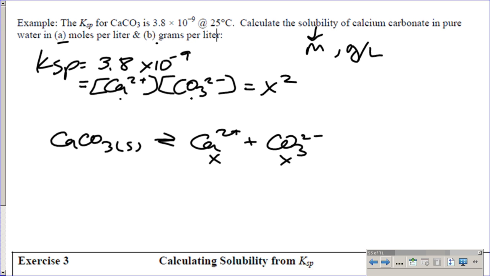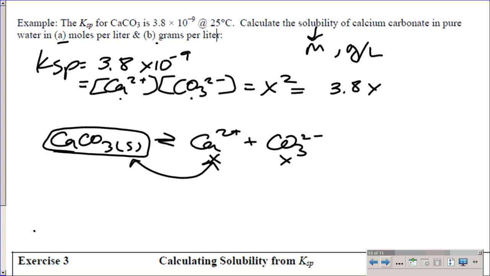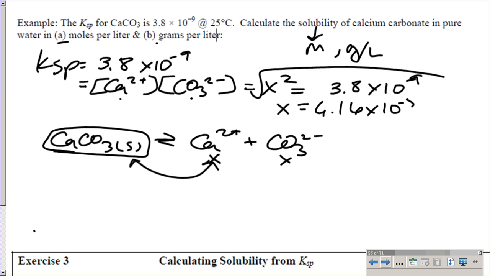And what did I tell you x just generally meant? Solubility of, in this case, the calcium carbonate. But it just so happens that the solubility of the calcium carbonate is going to be equal due to the 1:1 ratio of this and this. So they're interchangeable. This x is equivalent to this solubility, and vice versa. So once I solve for x, what's the square root of that? I can look it up for you too. X is equal to 6.16 times 10 to the negative 5th molar.